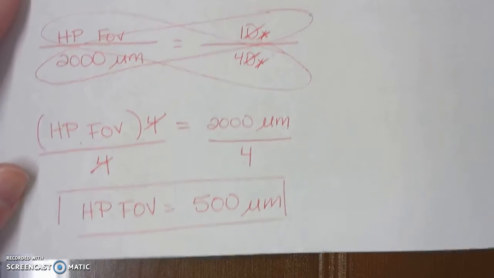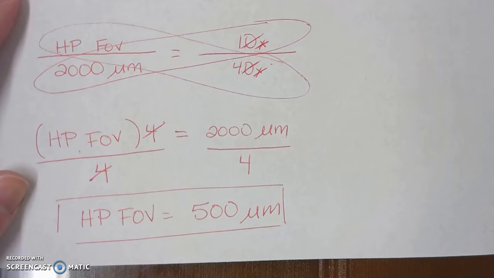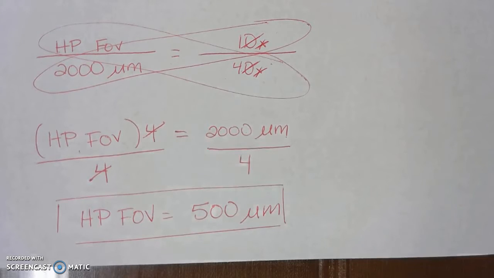So even though we cannot use the millimeter grid to measure the high power field of view, we can use this proportion. As long as we know some information about the low power field of view and the magnification of the objectives, you're able to figure out the high power field of view.